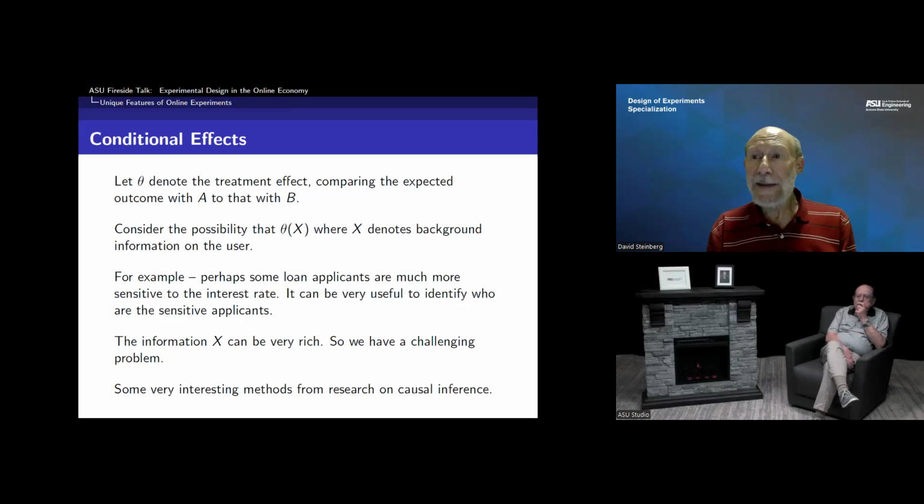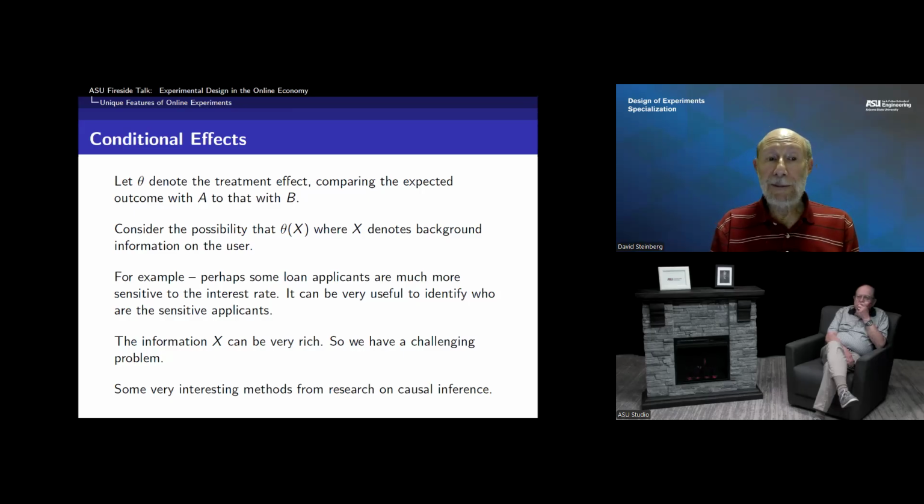But now I've got lots of background information. The background information could be demographics, it could be past site experience, and lots of things that get collected on us as we're using the internet. And now a very interesting question is, might it be possible that this treatment effect is not uniform across everyone, rather that theta is a function of X?